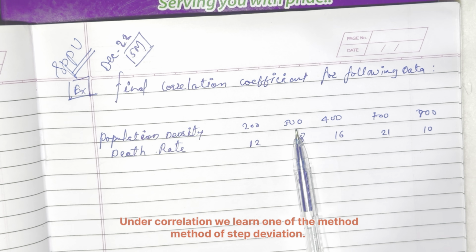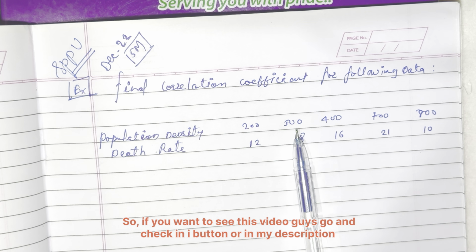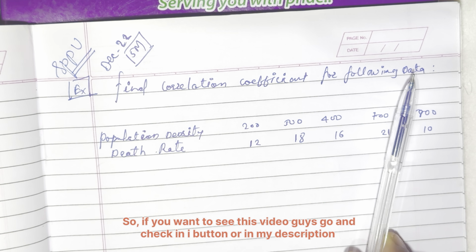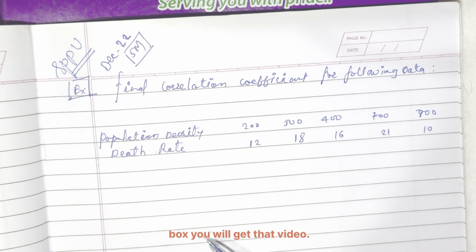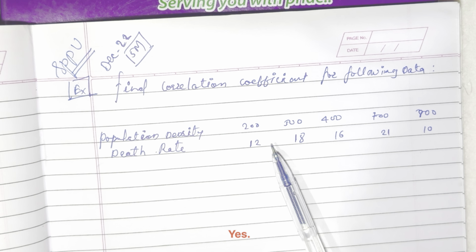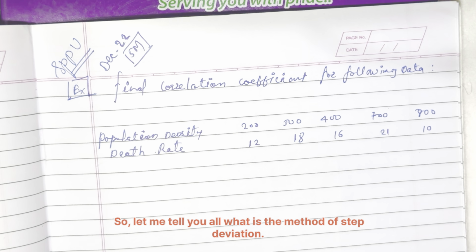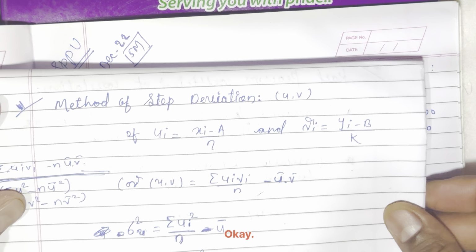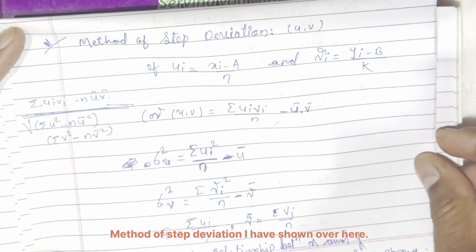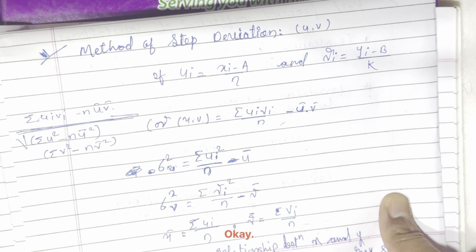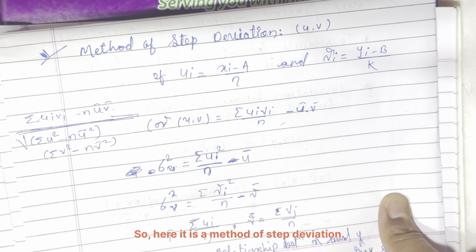Under correlation we learned one of the methods, the method of step deviation. If you want to see that video, guys, go and check the I button or my description box, and you will get that video. So let me tell you what the method of step deviation is. Here it is, the method of step deviation.